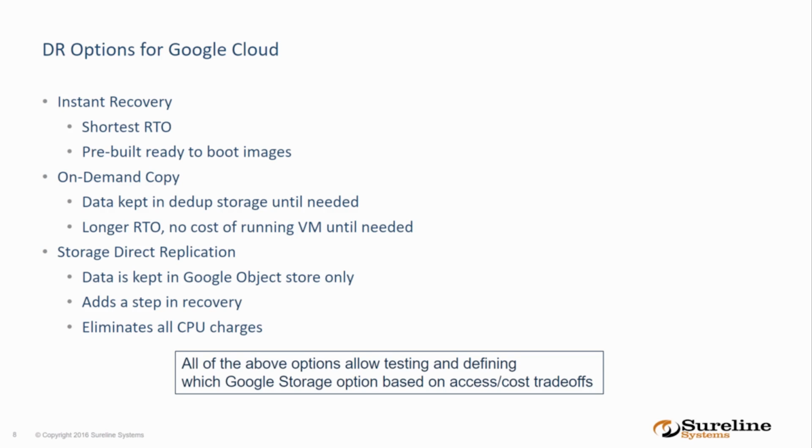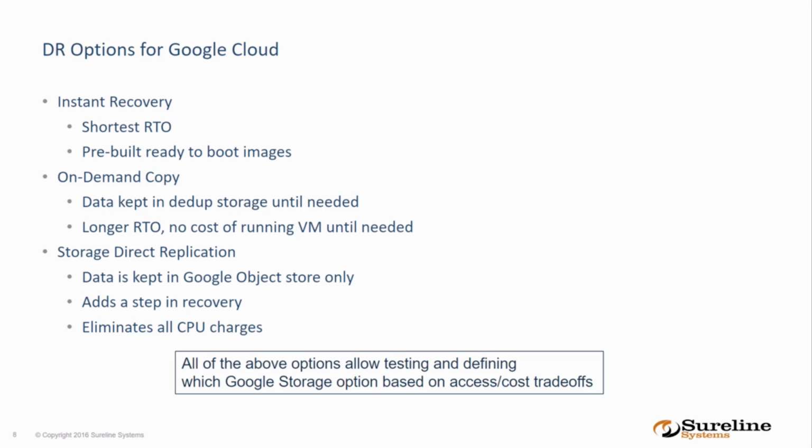I then have three options for DR with the Sureline product. We have instant recovery. So these are pre-built boot images. Every time an incremental is sent to the cloud, the image is updated, it's ready to boot, and therefore in a disaster, it's simply booting the virtual machine and I'm up and running. That has the shortest recovery time objective. You do pay more in the process because you're regularly updating that virtual machine.